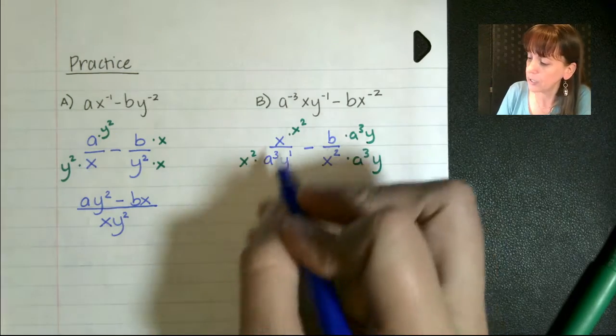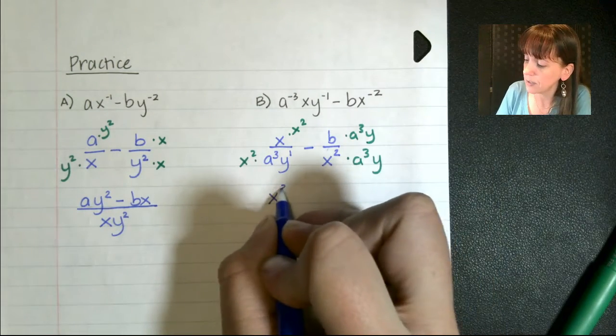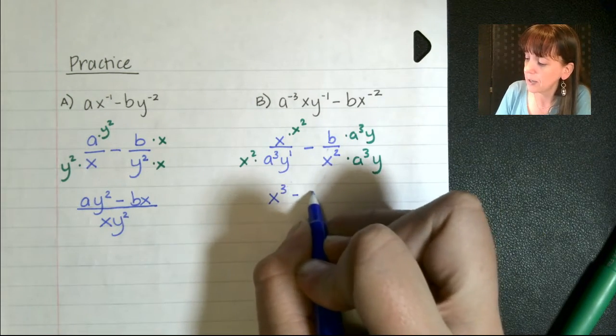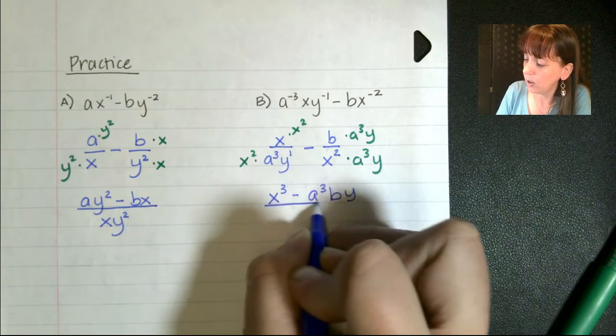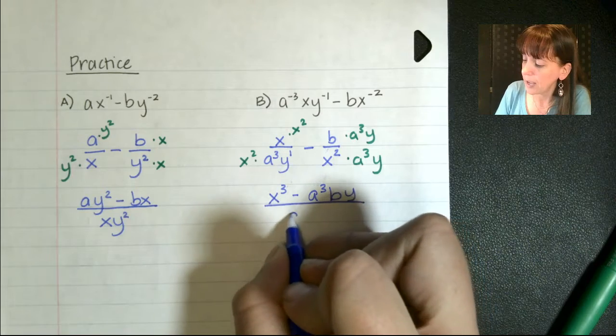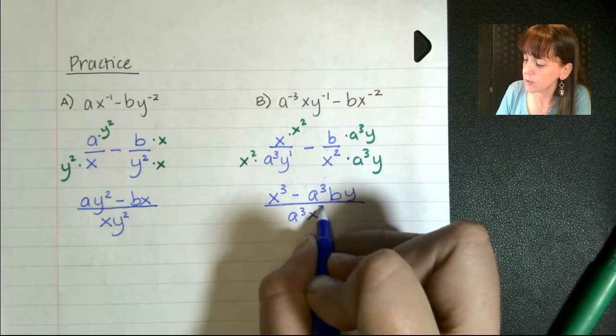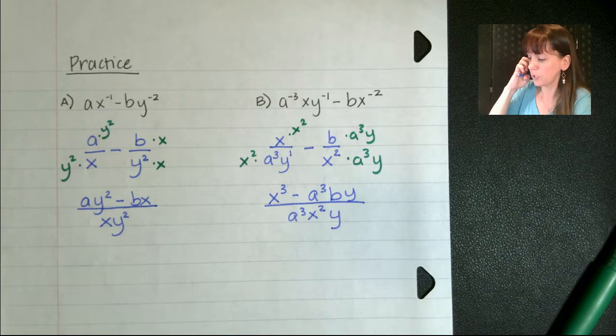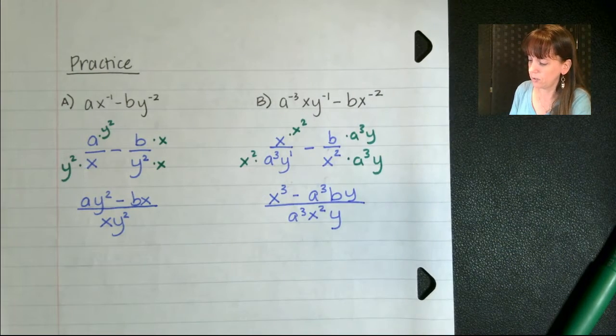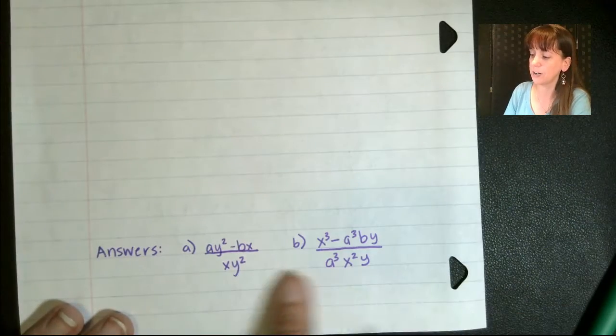So over here, I've got x to the 3rd minus a to the 3rd by, all of that is over a to the 3rd x squared y. Now, I put these into alphabetical order, but you don't necessarily have to. I do see that they are written in alphabetical order down here, the answers.